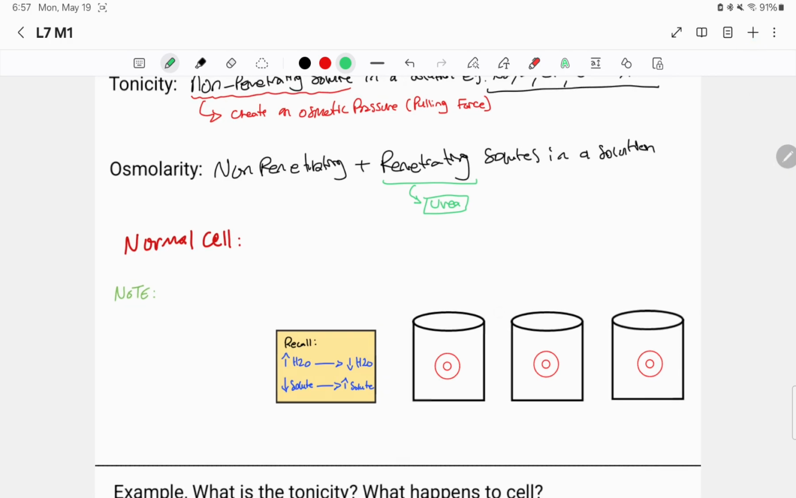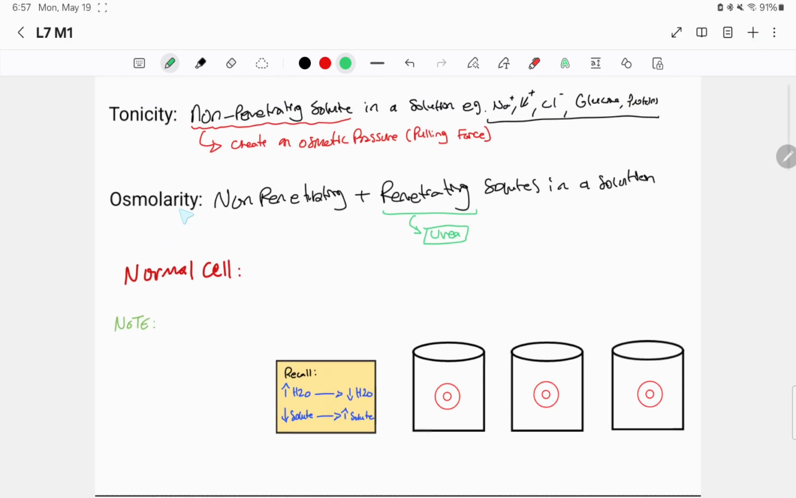Now, the main difference between tonicity and osmolarity is that osmolarity is talking about both non-penetrating and penetrating solutes, so we can't really use osmolarity to define osmosis or to discern water movement. But tonicity, since it's only talking about non-penetrating solutes, and we know that non-penetrating solutes are the ones involved in the movement of water, we can refer to tonicity to explain the water movement in relation to the cell.